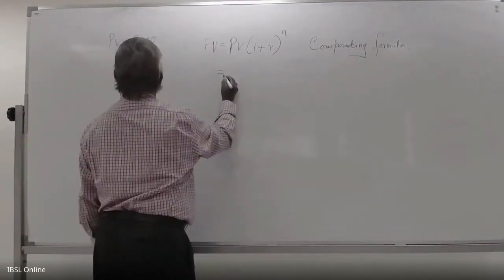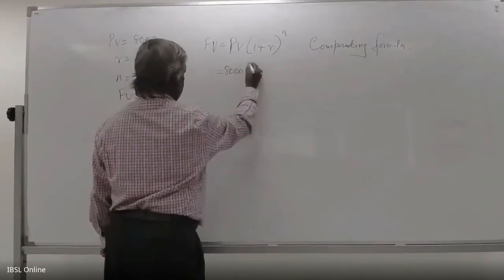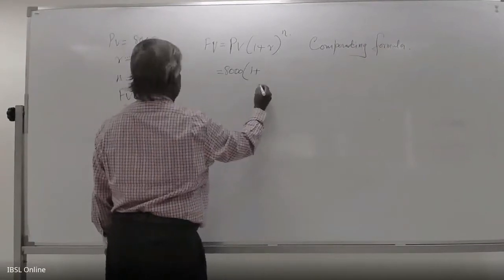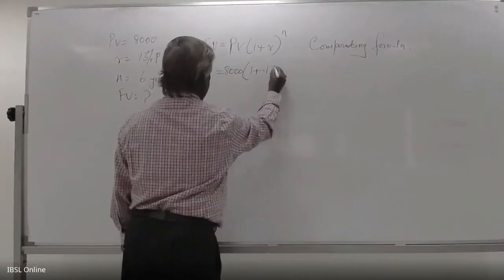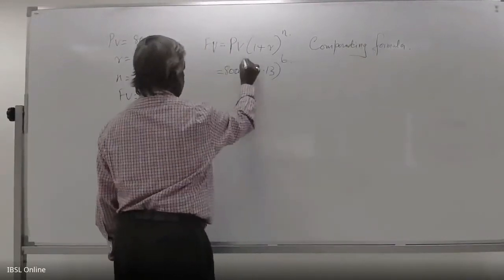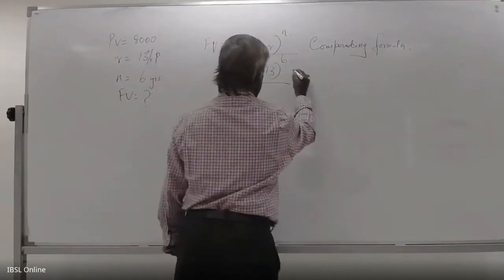Equal to PV, 8,000 rupees, 1 plus R, 0.13, and n is 6. So this is going to be the compounding factor.